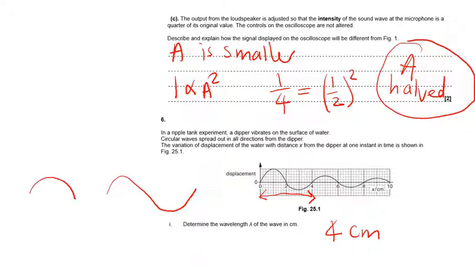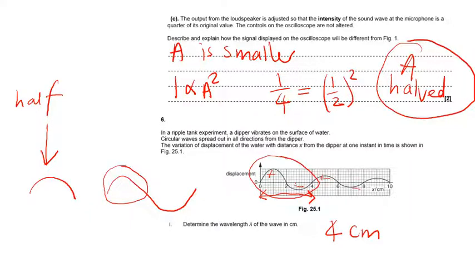Determine the wavelength lambda in the diagram. So this is not a wavelength, right? That is half of a wavelength. Wavelength is when it completes one cycle. This is not one cycle. One cycle is when it undergoes a positive and then negative region, and then here you've got positive and negative. So the wavelength here is 4 centimeters. That's one wavelength, 4 centimeters.